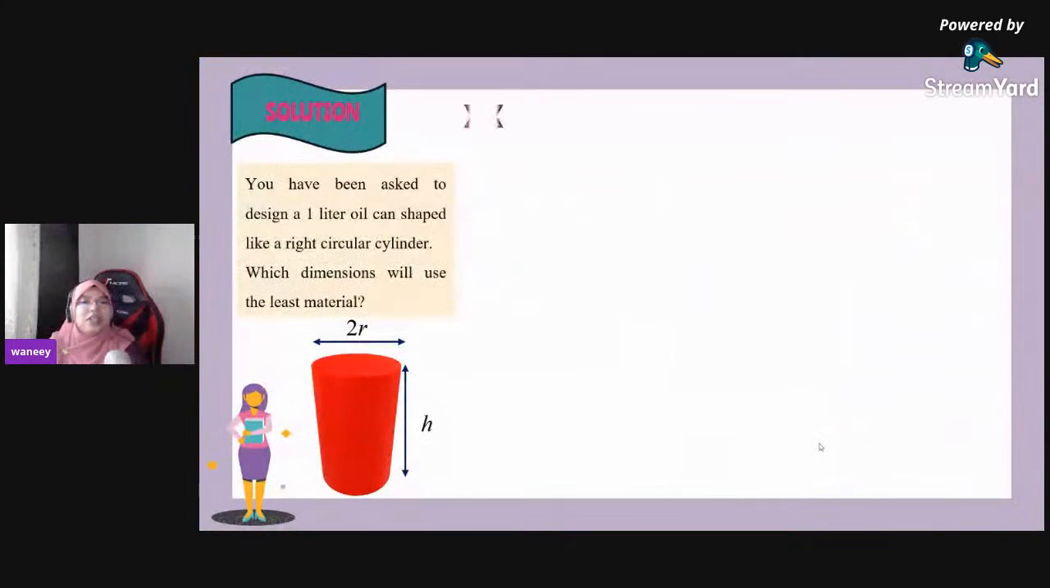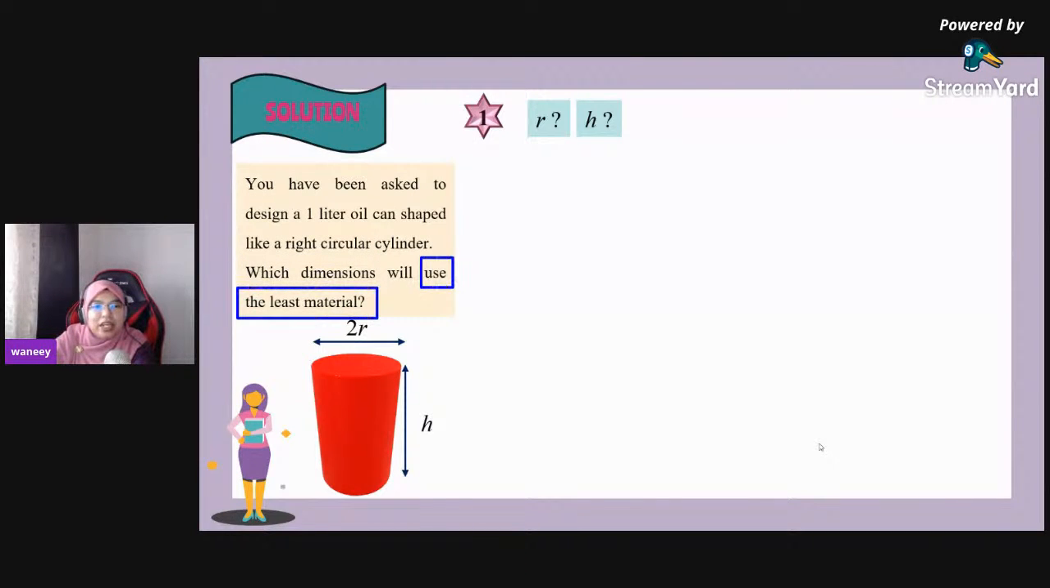Okay, so let us think a little bit. Which dimension? What do we mean by which dimension? So if we draw a cylinder, two of the most important things are to know the radius as well as the height. So there are two things that we need to know. What is the radius and what is the height? So those are the dimensions. So we need to know what the radius is and what the height is, then we can have its dimensions.